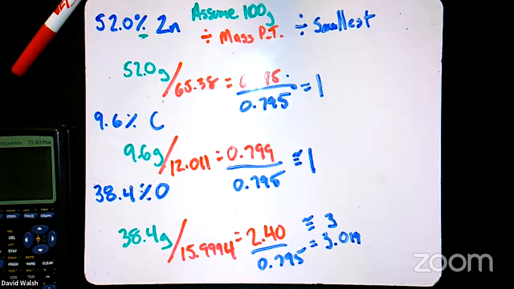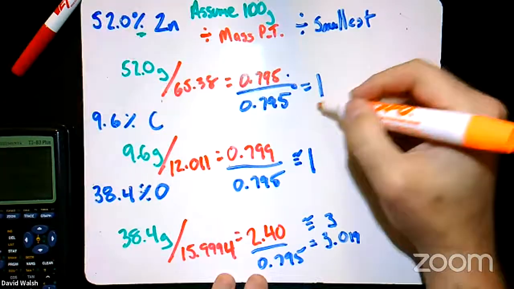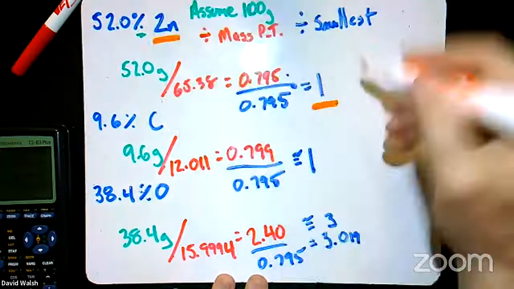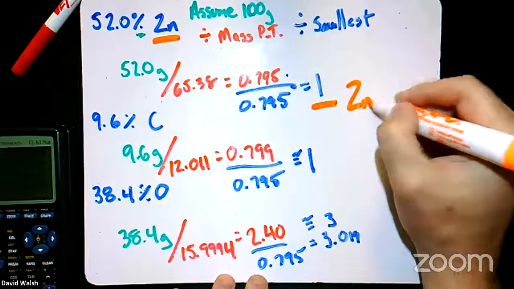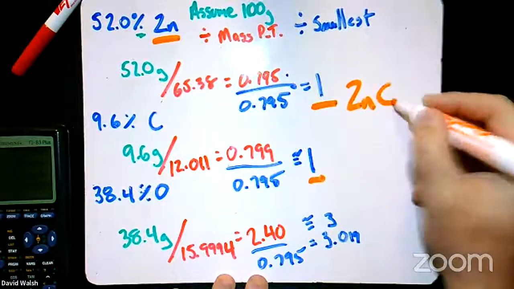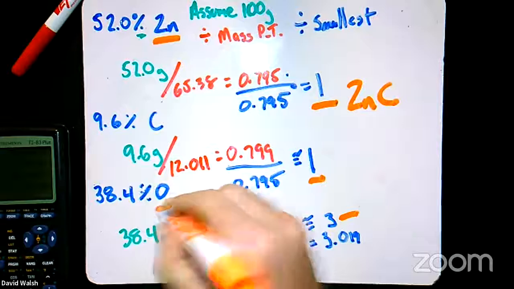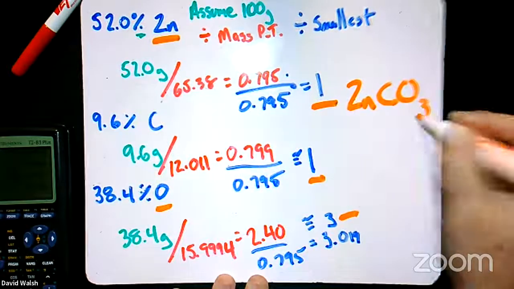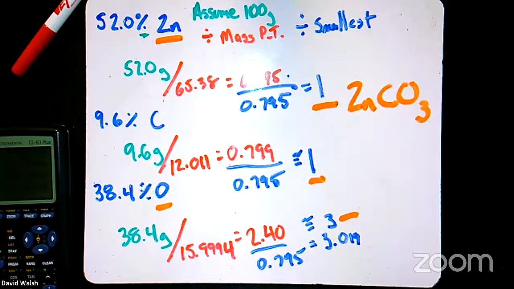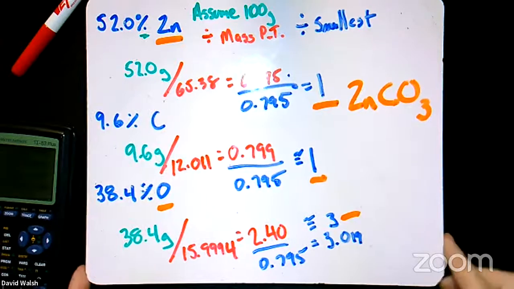Okay, so now we can write the formula. That's the fun thing, right? We have one of these, and that's a zinc. So we have zinc, we have 1 carbon, and we have 3 oxygens. So it's ZnCO3. And that's what we get.